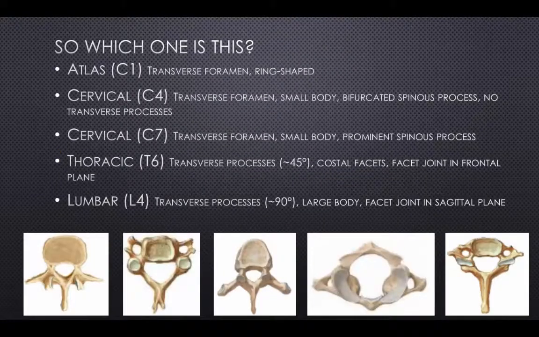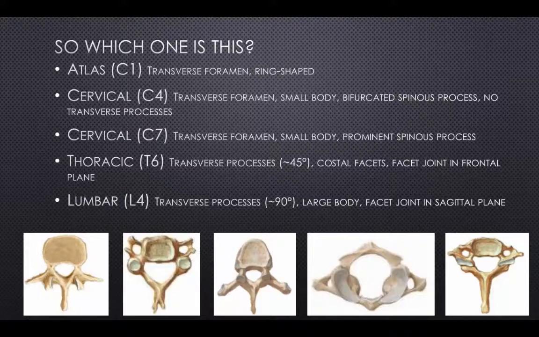So, when we're looking at the vertebrae, sometimes it can be difficult to know which one is which. We have on this slide 5 different vertebrae. We have a lumbar, a cervical, a thoracic, the atlas, and the axis. The atlas has a transverse foramen and is ring-shaped.